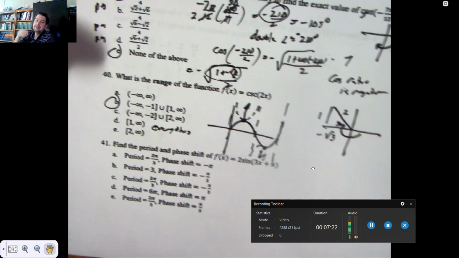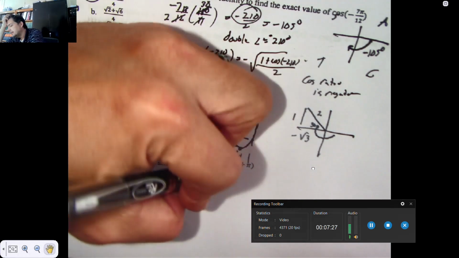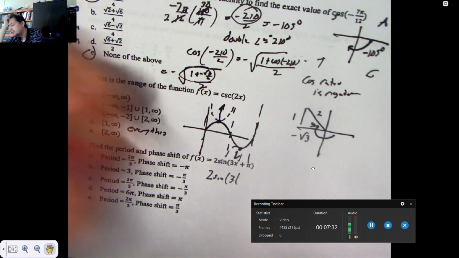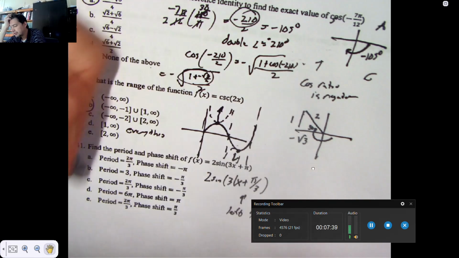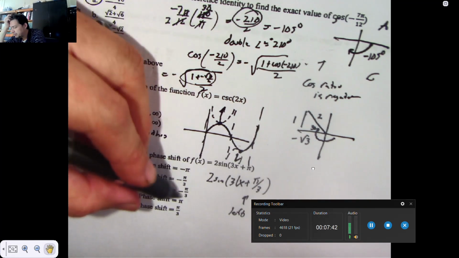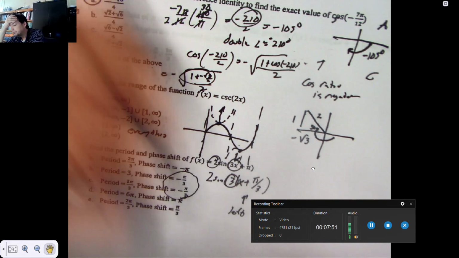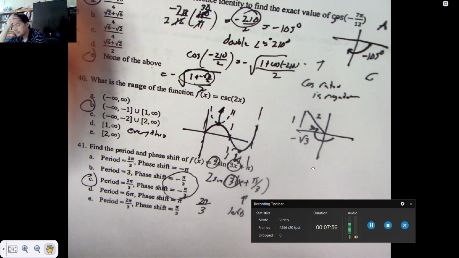Number 41, find the period and phase shift of twice sine of 3x plus pi. I don't know if you remember this or not, but you're supposed to factor before you can see the phase shift. If you pull a 3 from pi, you have pi over 3. This actually means left pi over 3. So the phase shift is going to be one of these two. And the period here would be 2 pi over 3. So that looks like choice C.